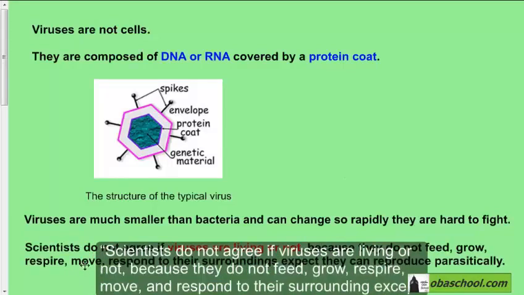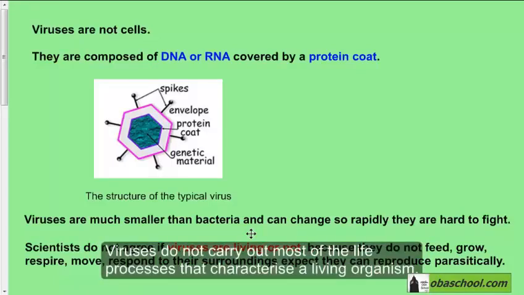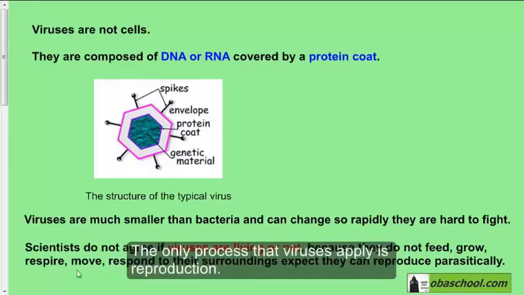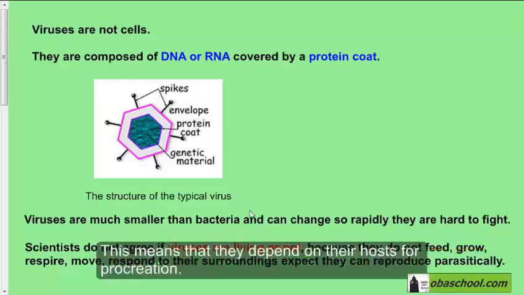Scientists do not agree if viruses are living or not because they do not feed, grow, respire, move, and respond to their surroundings. They can reproduce parasitically. Viruses do not carry out most of the life processes that characterize a living organism. That is why some scientists do not consider viruses to be living. The only process that viruses apply is reproduction. However, their mode of reproduction is parasitic. This means that they depend on their hosts for procreation.